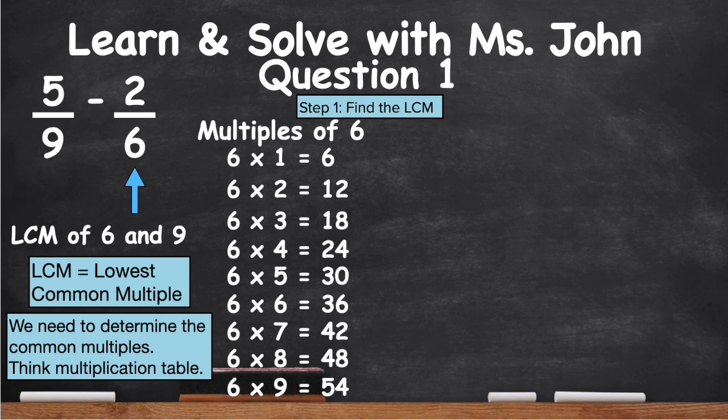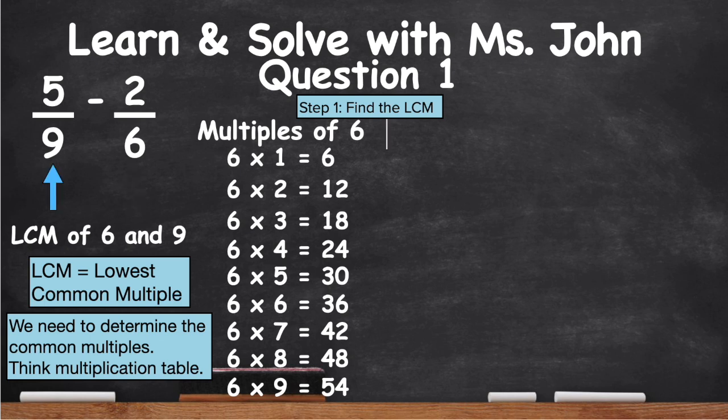A lot of people ask, how do you know when to stop? What I like to say is you want to stop at least at the other number. So we know that the other denominator is 9. So you want to go all the way to at least 9, because there's always going to be a common multiple, which is going to be the denominators multiplied together. So 6 times 9 will always make a common multiple, but the goal is to see, is there any multiple that is lower than that? And maybe in this case, there might be.